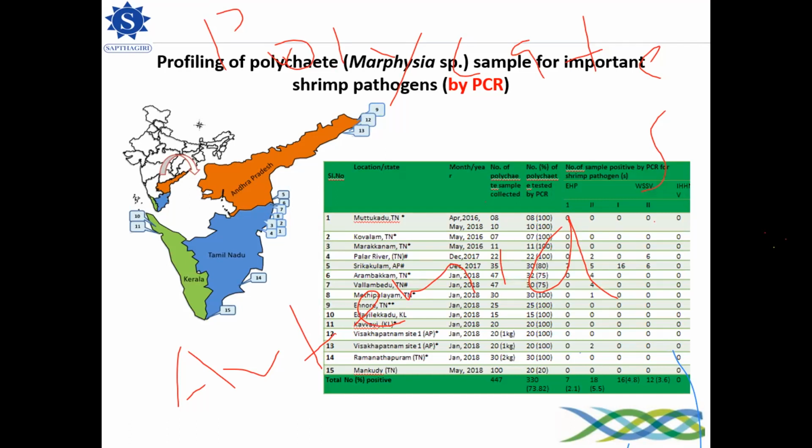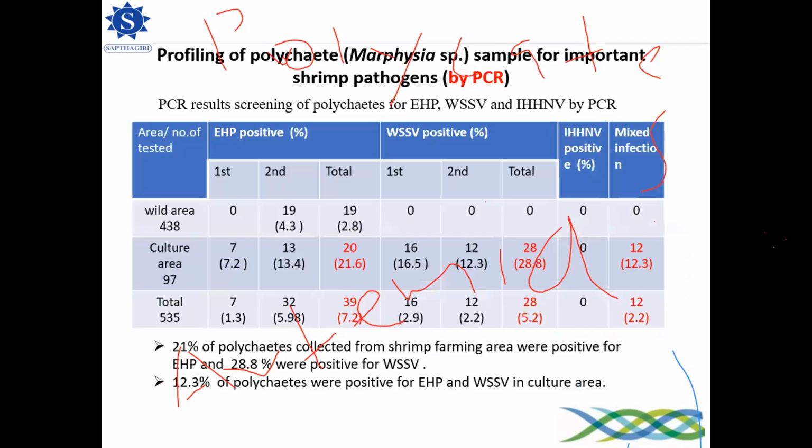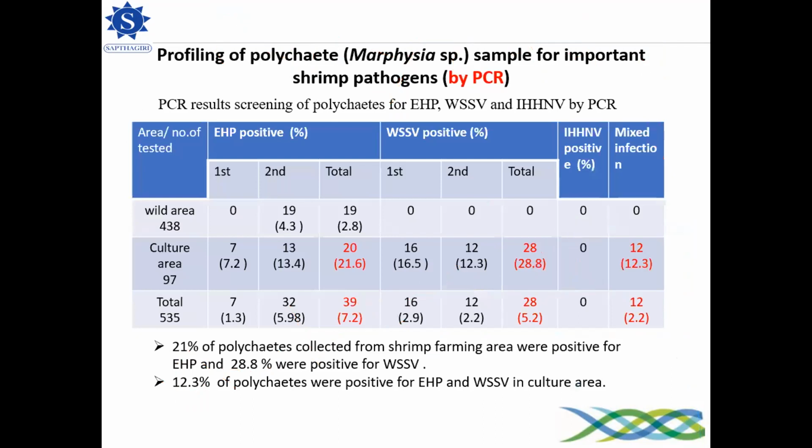So almost 447 individual samples were collected in 3 different states: Kerala, Tamil Nadu, and Andhra Pradesh. In this study, almost 7.2% of samples were positive for EHP, whereas WSSV was positive in 5.2%, and IHHNV was completely negative, and mixed infection was only 2.2%.